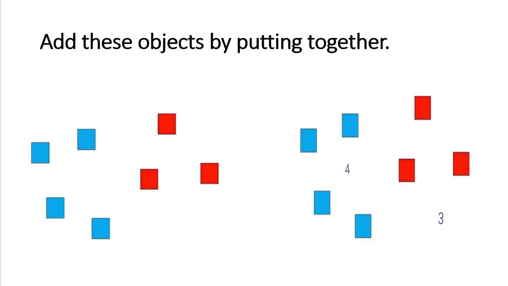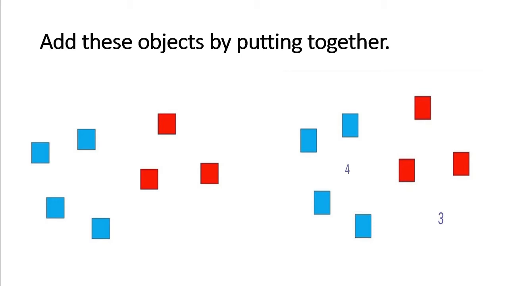Okay, add these objects by putting them together. Now we learn addition of numbers with the help of these squares. Count how many blue squares are there. 1, 2, 3, 4. There are 4 blue squares. Now count how many red squares are there. 1, 2, 3. 3 red squares are there.